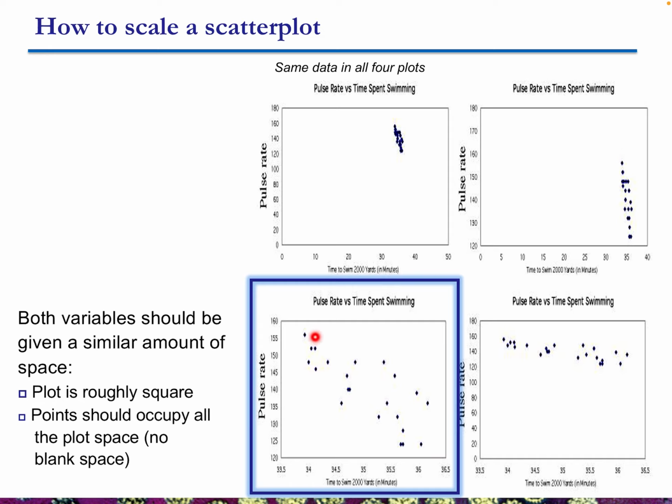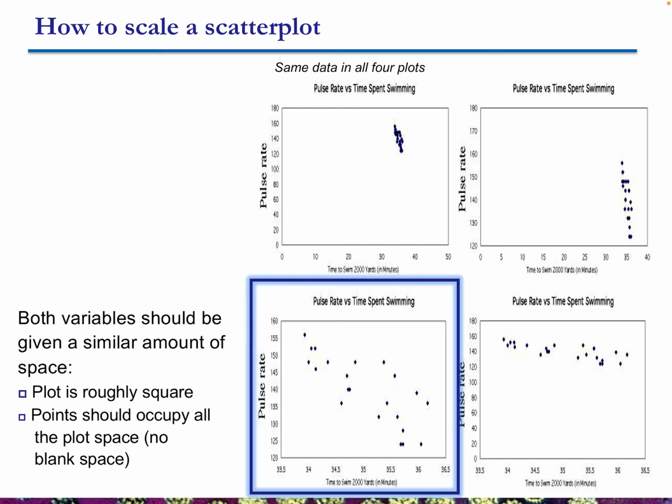And now you can see we do have a relatively obvious correlation there. There's a relationship there. It makes sense. The longer it takes you to swim 2,000 yards, the lower your heart rate should be because you're not working as hard. The less time it takes you to swim it, the faster you're swimming, the higher your heart rate should be. Okay, so scaling is very important. Presentation is important.